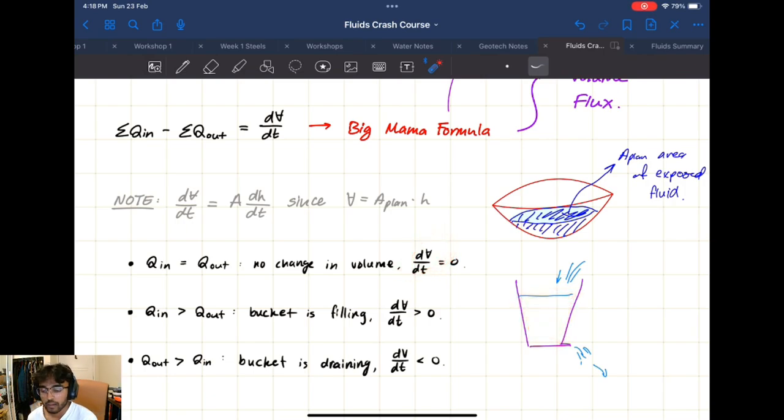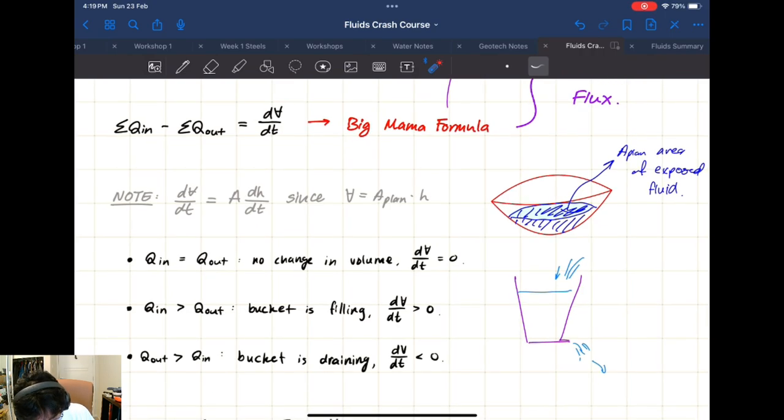However, if the amount going in is greater than the amount going out, that means the bucket will fill up, or our dV on dt is greater than 0. If the rate of this going in is a lot, however this is very, very small, not much comes out but a lot goes in, it's pretty much like you're filling up a bucket with a small leak at the bottom. So eventually this will fill up.